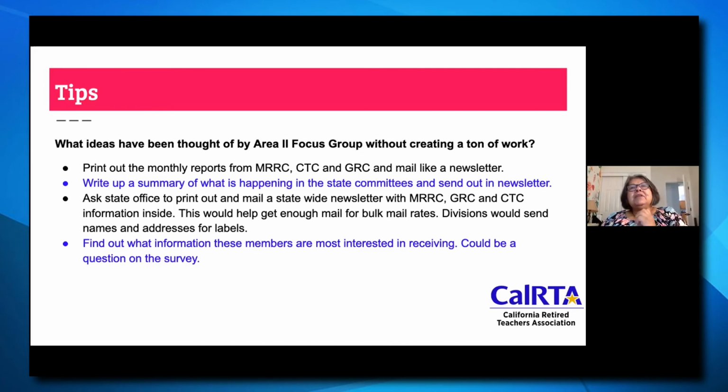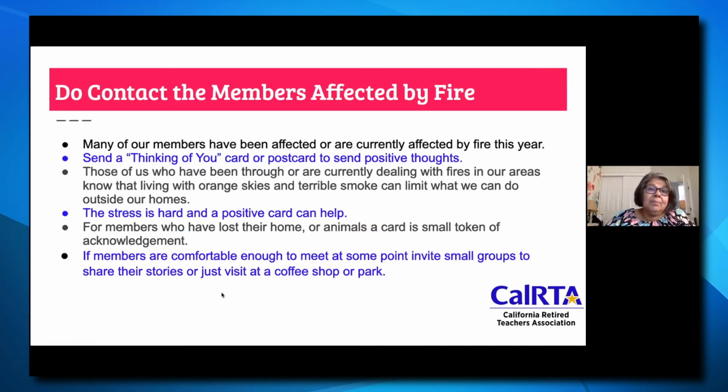The other idea was, if your division does not have enough members to use bulk mail, what if the whole area sent to one printer the labels or the information for the members that this has to be mailed to, and then a printer goes ahead and creates the newsletter and puts the labels on them and sends them off. And each division would be charged for however many members' names and addresses they sent to the printer.